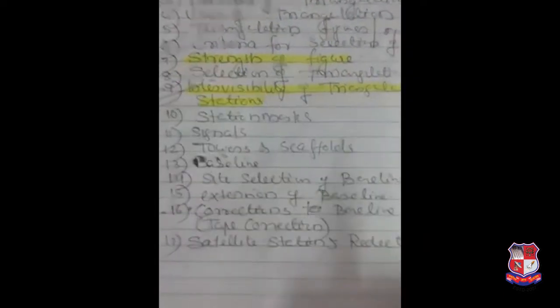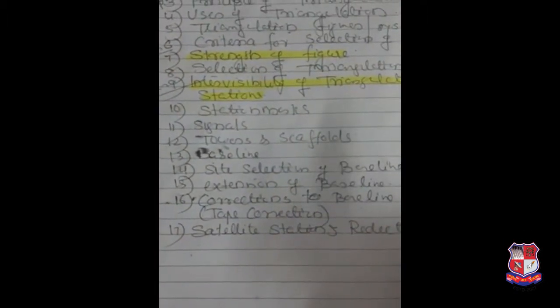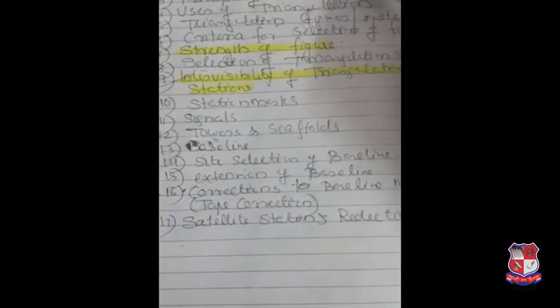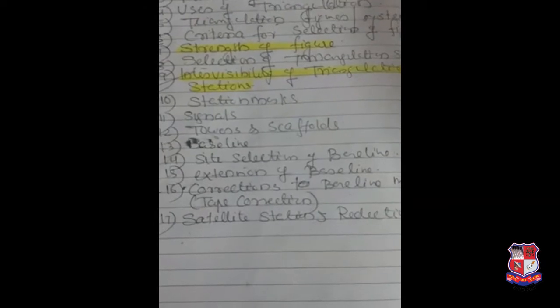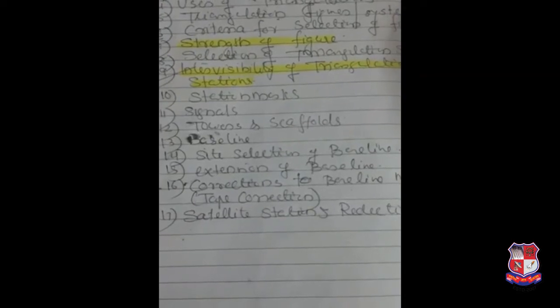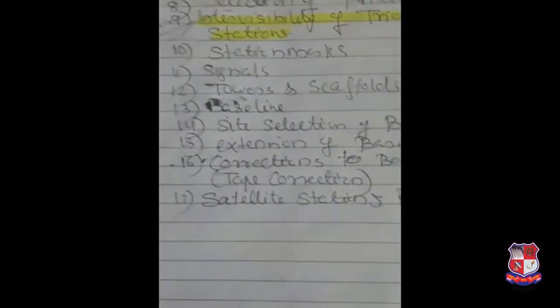Now we will see what the main things covered in this chapter are. Theory portion I am not going into in detail. I'll solve some important questions or examples from this chapter. First one, we already discussed the differences between plane surveying and geodetic survey. Next one, what is triangulation, principle of triangulation, uses of triangulation. And triangulation figures and systems, that's also important. Criteria for selection of figure, and what is strength of figure. Strength of figure, I will solve the examples now.